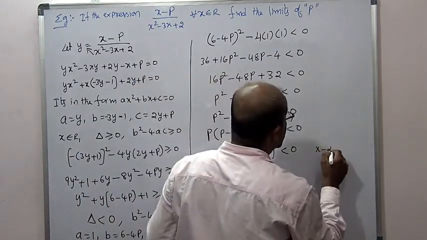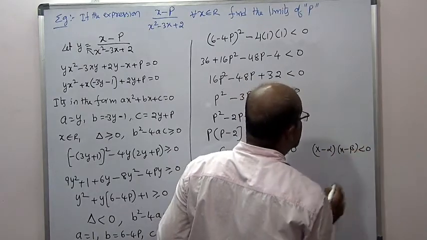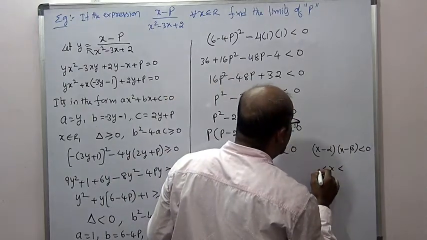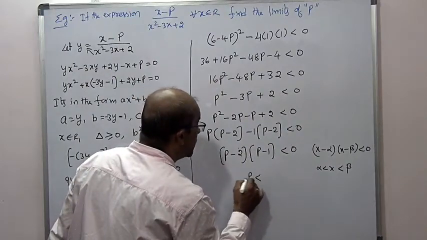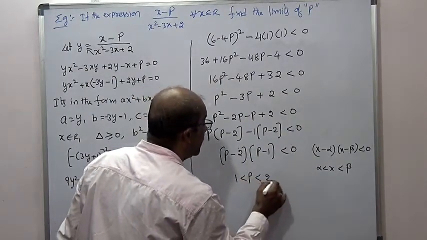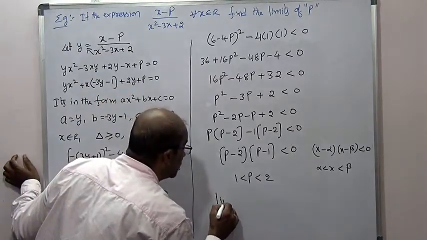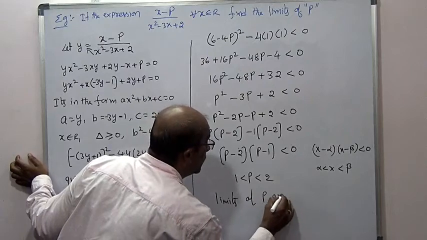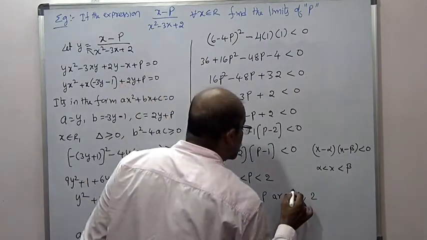So (x minus alpha)(x minus beta) less than 0, so x lies between alpha and beta. That is p lies between 1 and 2. So the limits of p are (1, 2).